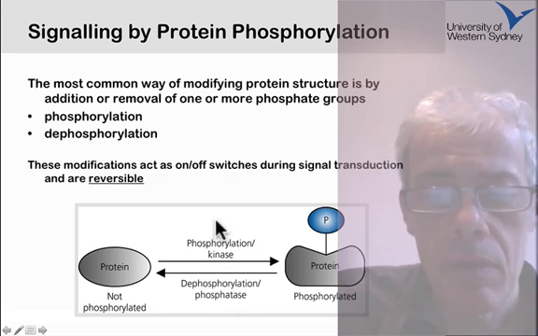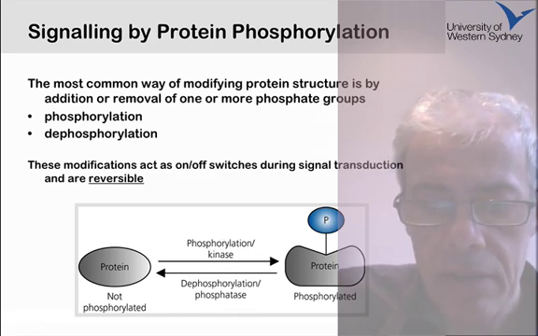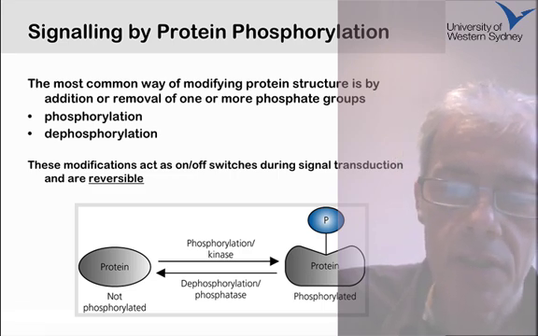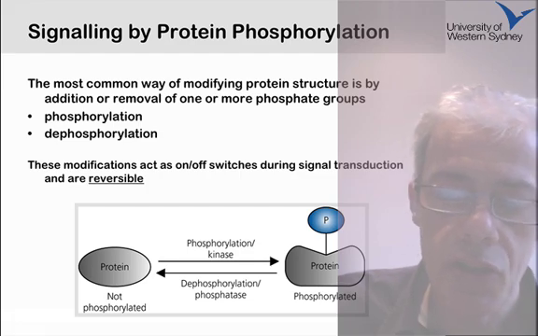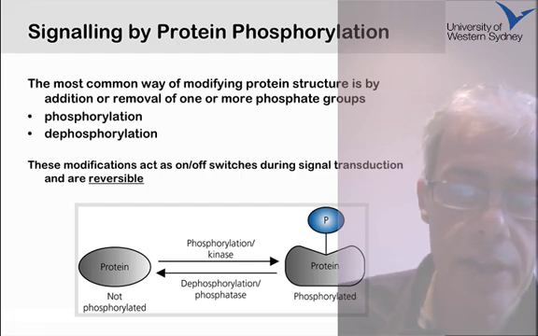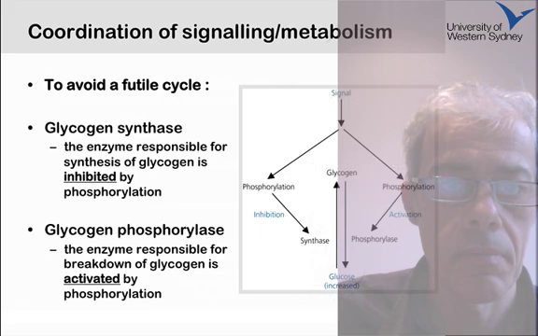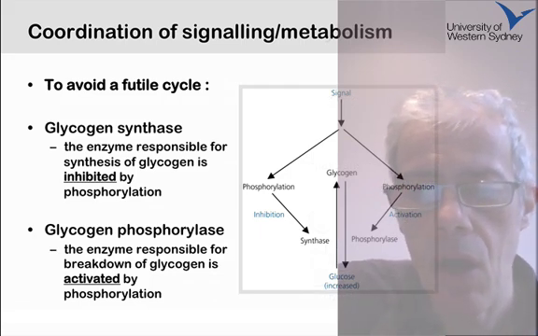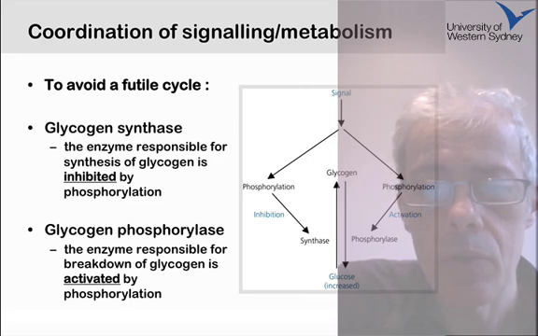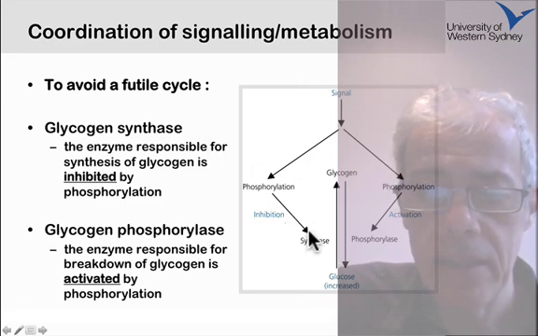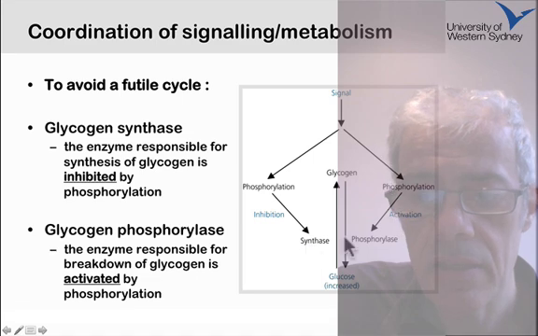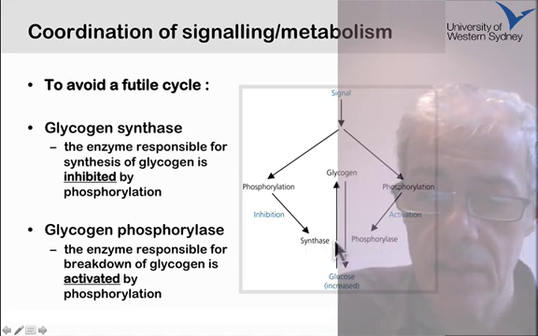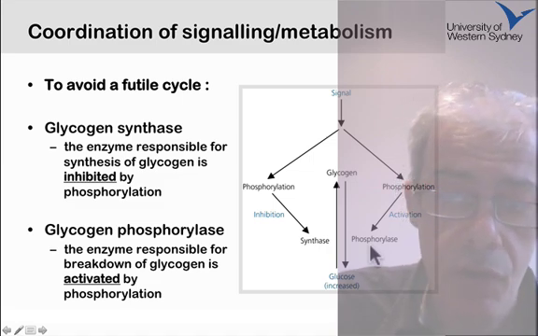Okay, so protein modification by phosphorylation is a reversible reaction, so the cell can use it to switch on and switch off the activity of pre-existing proteins. There's a simple example given in the textbook of how two different enzyme activities, such as glycogen synthase and glycogen phosphorylase, can be controlled by phosphorylation.